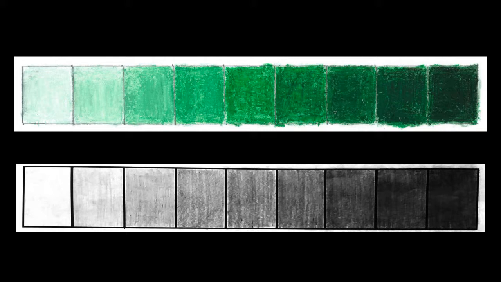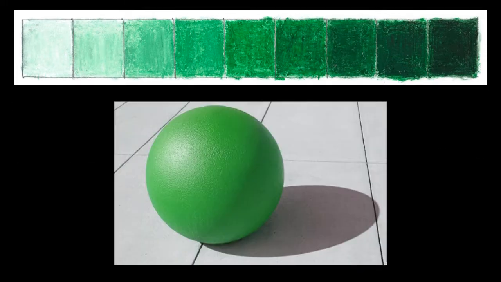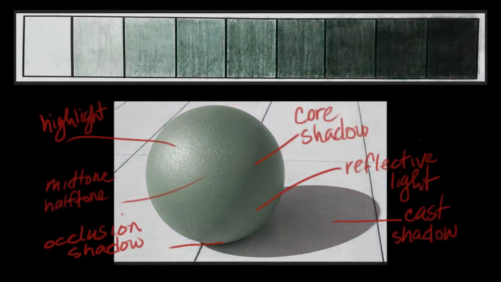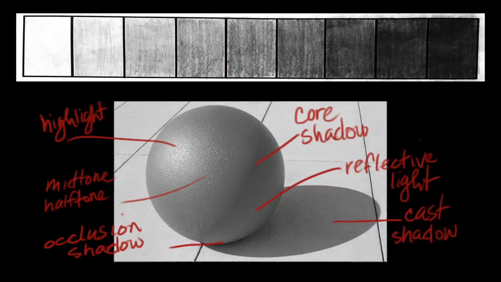Now in color here, this is a photograph of a cement sphere, and the color value scale is done with oil pastel. Now you can have more than 9 values. I usually try to teach 9 just to get my students started, but you can definitely have more.